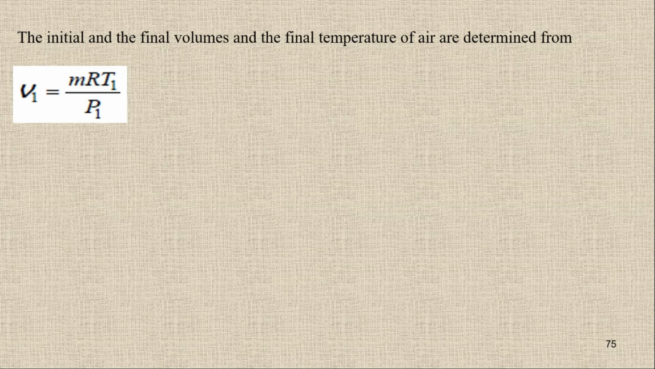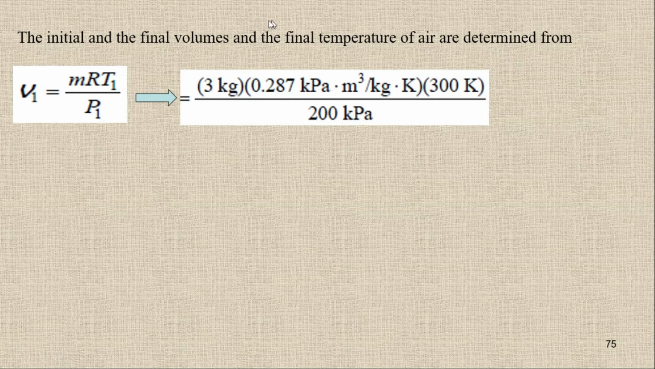The mass value is given, and the value of R we have checked from the table. T1 is given, which is 27 degrees Celsius or 300 Kelvin, and P1 is given, which is 200 kilopascal. Simply by putting in the values we get V1, which is around 1.29 meter cube. So this is the mass, this is the R value, this is 300 Kelvin, and this is 200 kilopascal. Here, you can see I didn't multiply by 1000, because this R value is already in terms of kilo, so this kilo will cancel out with this kilo.